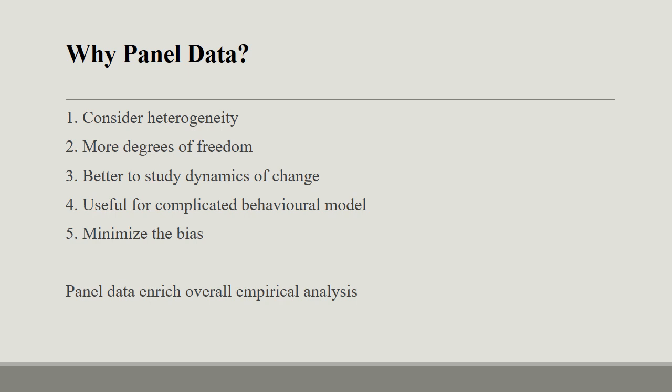The second point we can mention is more degrees of freedom. While defining the panel data, we have already discussed both time series and cross-section data are combined in panel data. That means 2 sets of data are combined in the form of one set of data, that is panel data. So when 2 sets of data are combined together, obviously the degrees of freedom, that means more number of observations, are there in panel data. So the problem of degrees of freedom that may arise in case of only time series data or only cross-section data is not present in panel data.